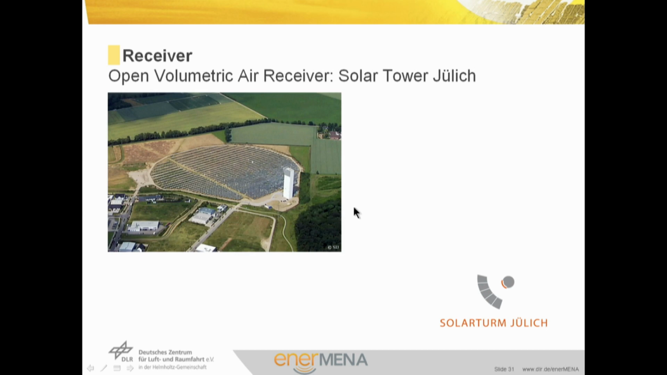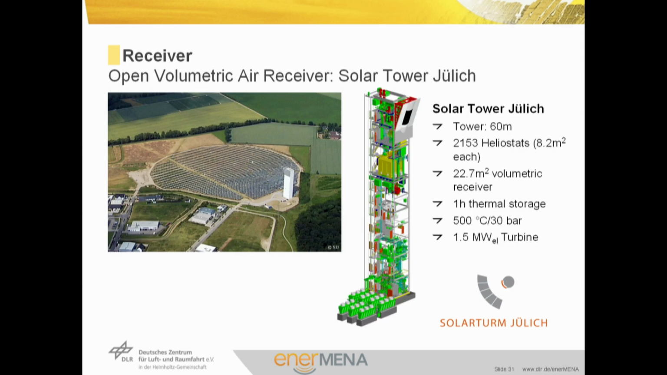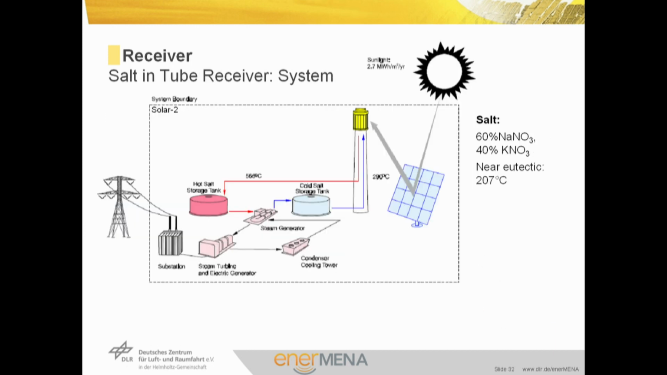Also, solar radiation is not abundant. The solar tower Jülich serves as technology demonstration and research platform. It has got over 2,000 heliostats of 8 square meters each, and the turbine power is about 1.5 megawatt electric.